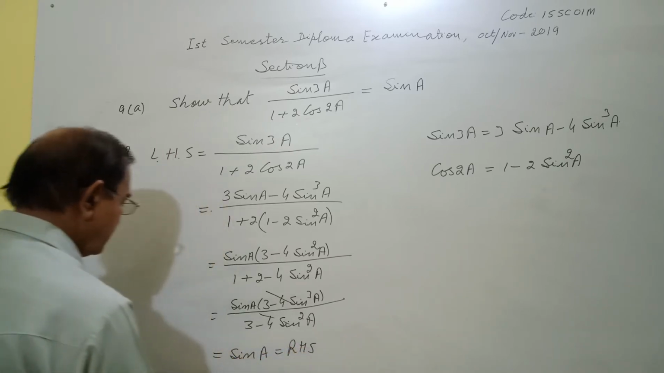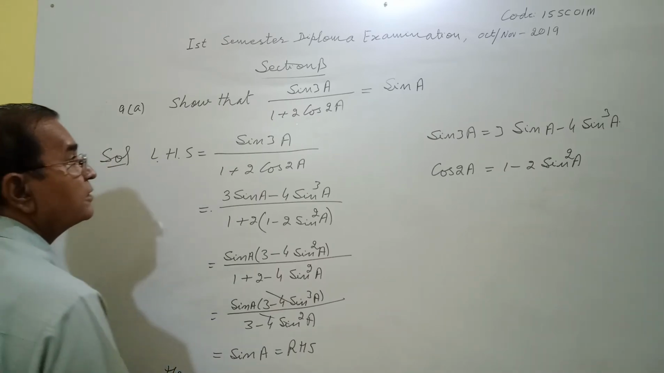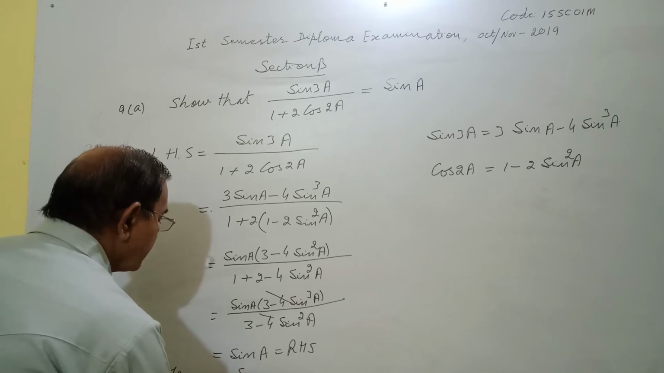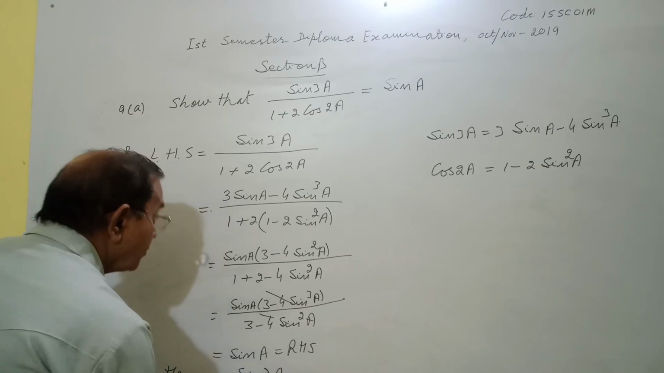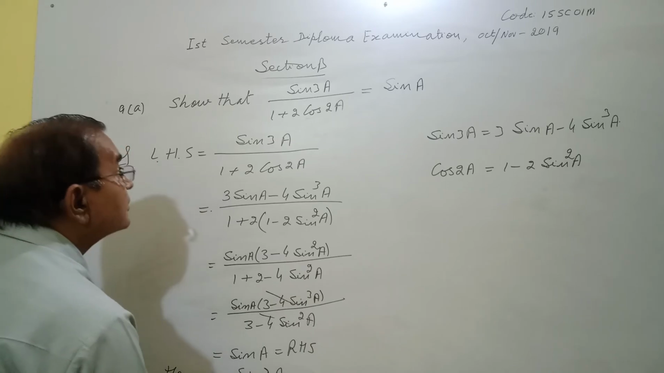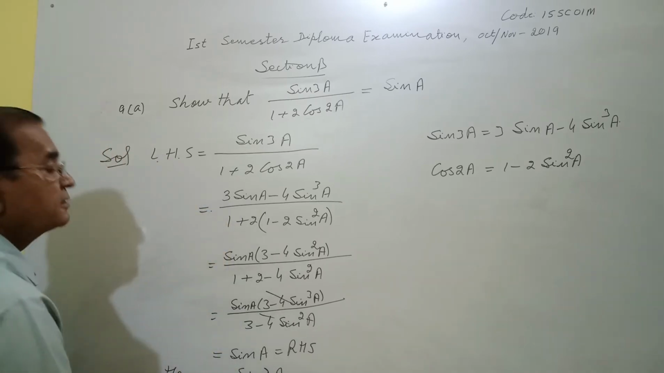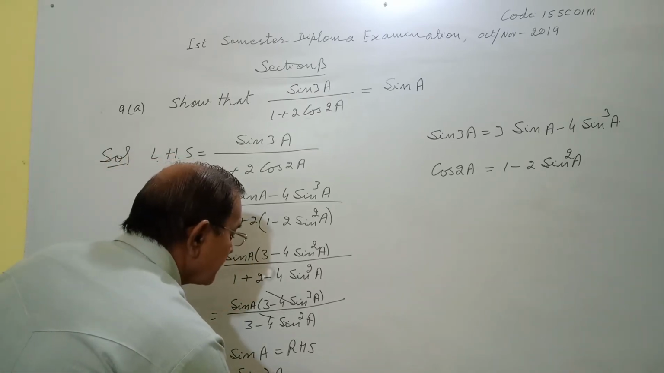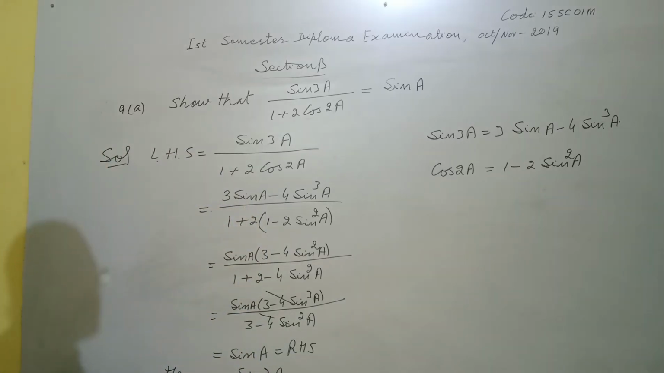RHS. Hence sin 3a over 1 plus 2 cos 2a equals sin a. So like that we can prove this one.